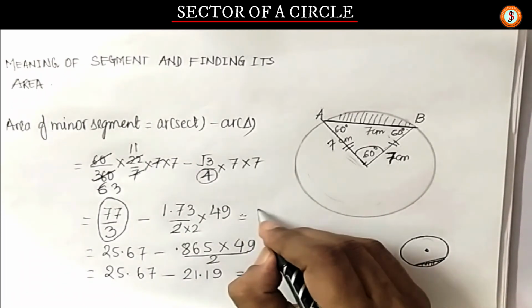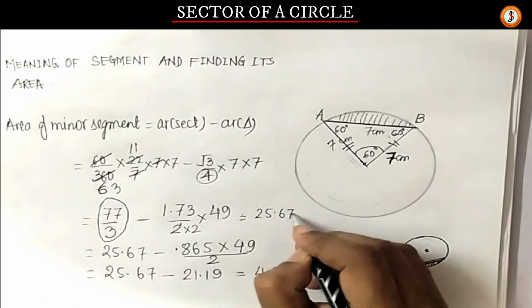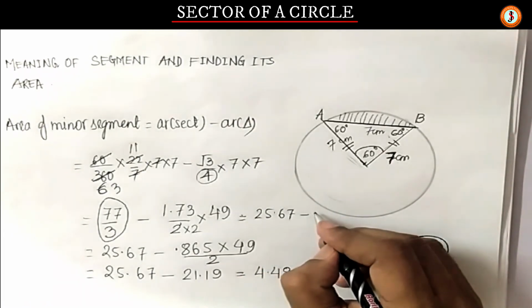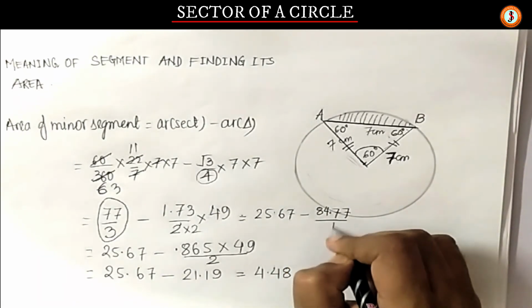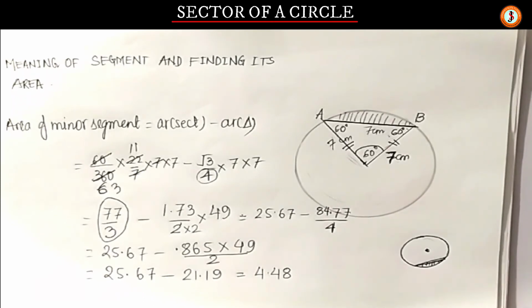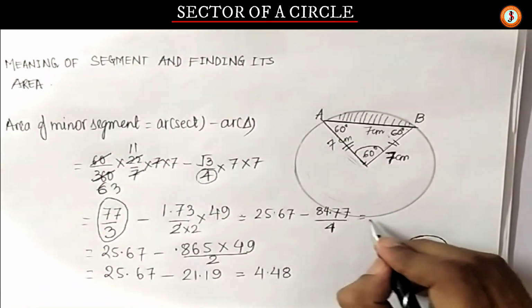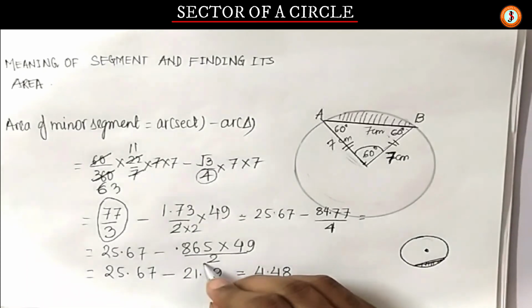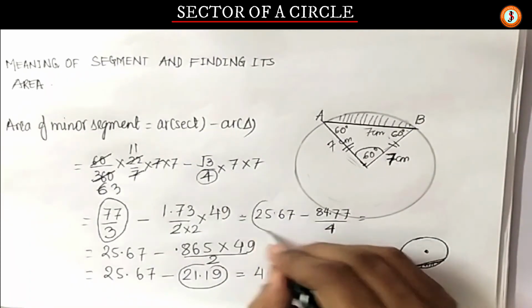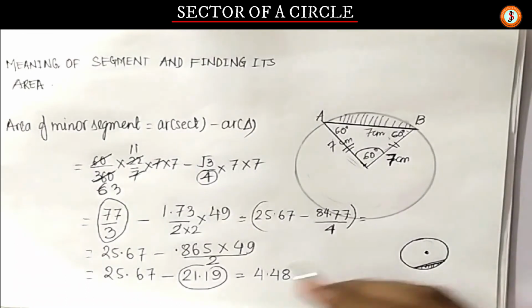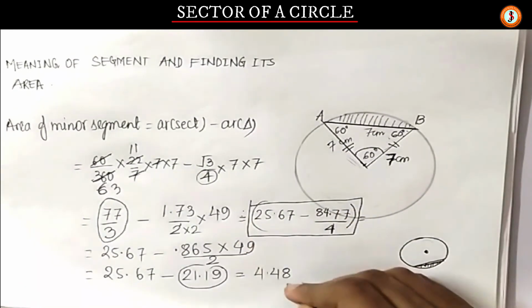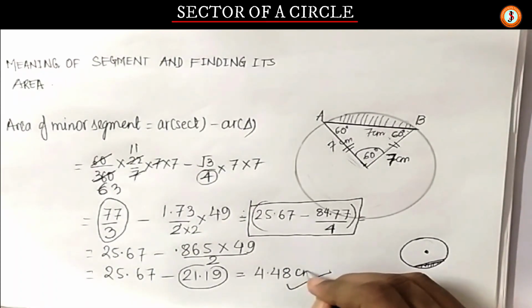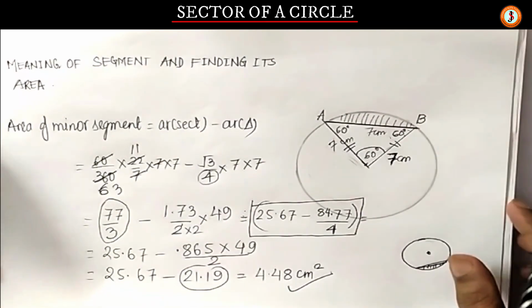Can you split it up? 1.73 into 49 is 84.77 and that divided by 4. Can you help me out? Yeah, so that is correct. So that is 21.19. So I was just checking this calculation with sir, so it's correct. This is just a checking calculation. Alright, so this is 4.48 centimeter square. So we are getting this. Thanks a lot.